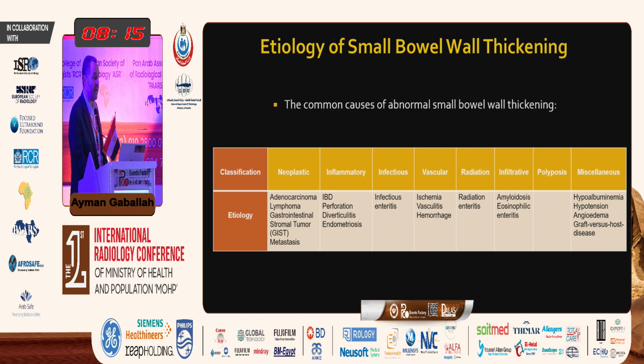This table is an important one if you read small bowel diseases. Be careful about the etiology for small bowel thickening, including neoplastic disorders like adenocarcinoma, lymphoma, GIST, or metastasis, or inflammatory causes, especially inflammatory bowel disease, or infectious causes like infectious enteritis, and other etiologies, as we will see.